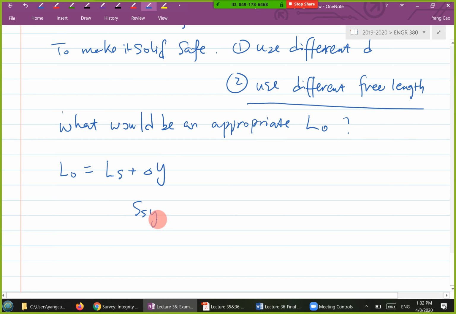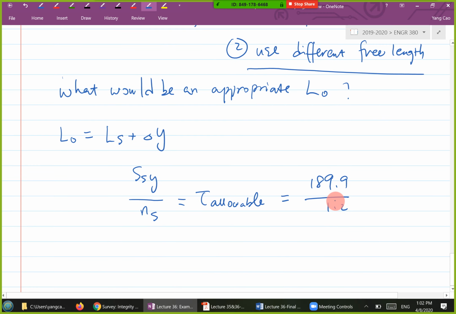You have your SSY is already given, and then you have your safety factor. So you use this divided by that, then you get the total allowable shear stress, or the permissible shear stress, right? So that's SSY 189.9 divided by 1.2. Okay, so you can do the calculation. Once you get this, this is the maximum allowable one.